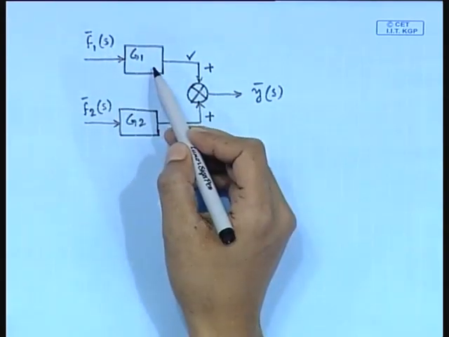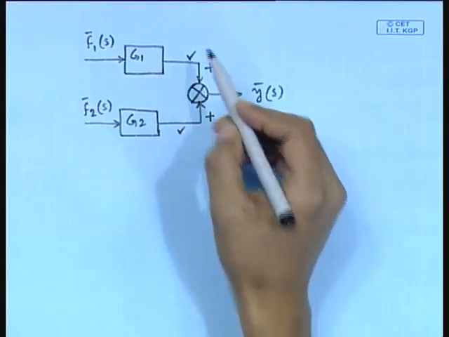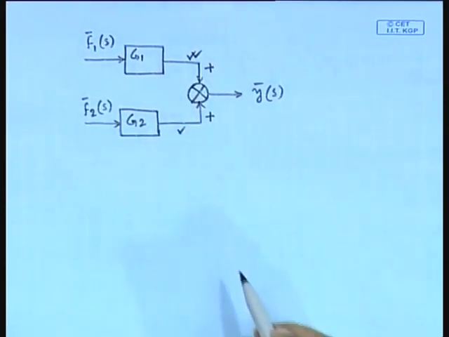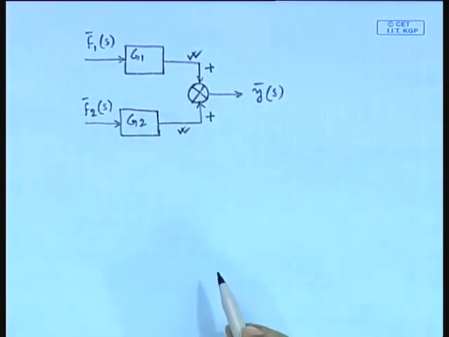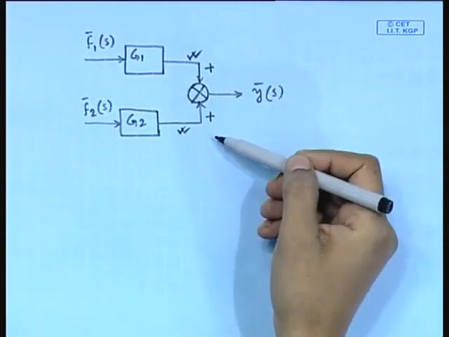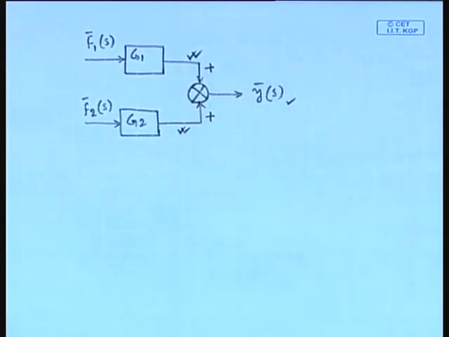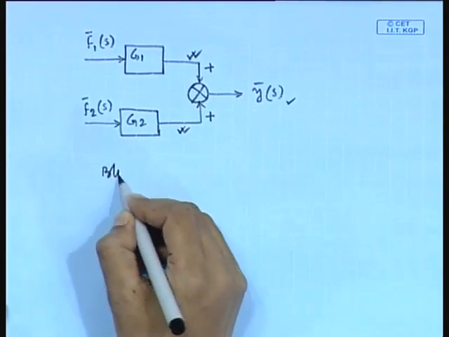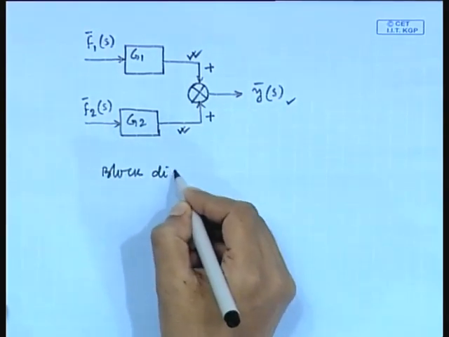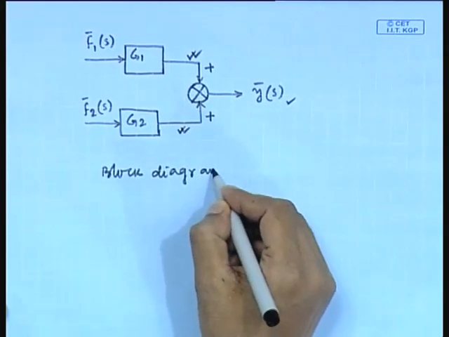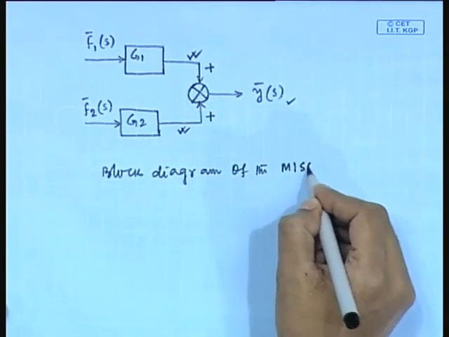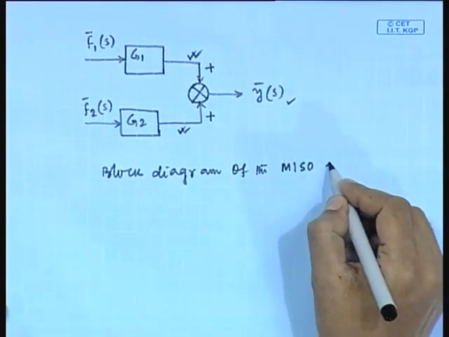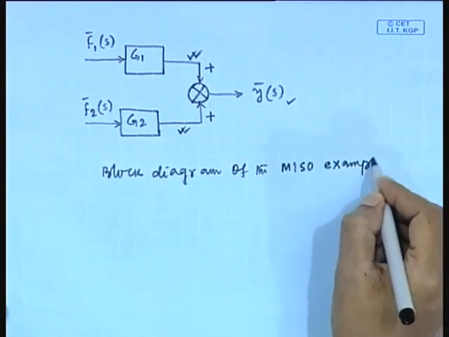F1 multiplied by G1, that is this signal, and this signal is basically F2 multiplied by G2. So, if we add these two, we get Y(s), fine. So, this is the block diagram of the multiple input single output example.